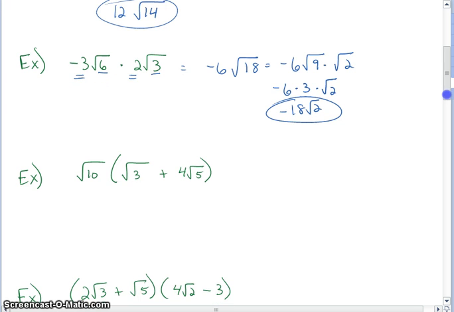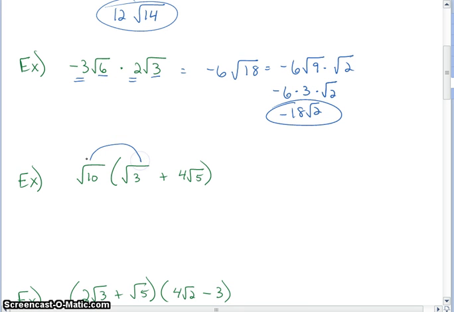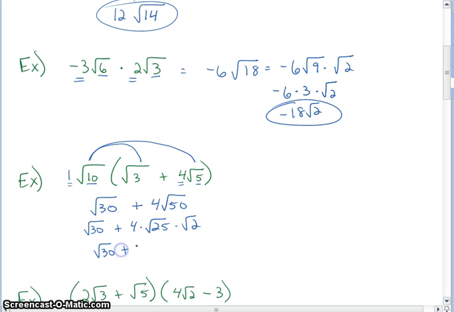For this next one, I need to distribute, because I need to multiply radical 10 by both of these terms. So this becomes the square root of 30 plus 4 times the square root of 50. Remember, inside with inside, outside with outside. There's an understood 1 there. So then can I simplify the square root of 30? Nope. Can I simplify the square root of 50? Yep. So 30 plus 4 times the square root of 25 times the square root of 2, so square root of 30 plus 20 times the square root of 2. Square root of 25 is 5, so 4 times 5 is 20.